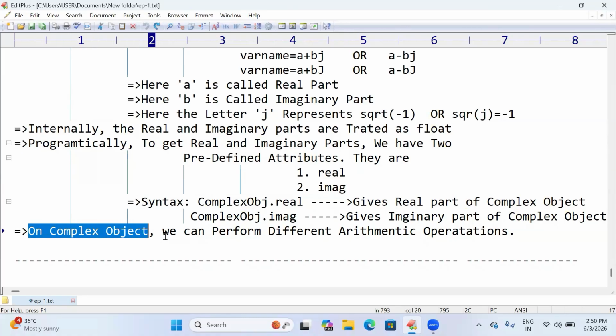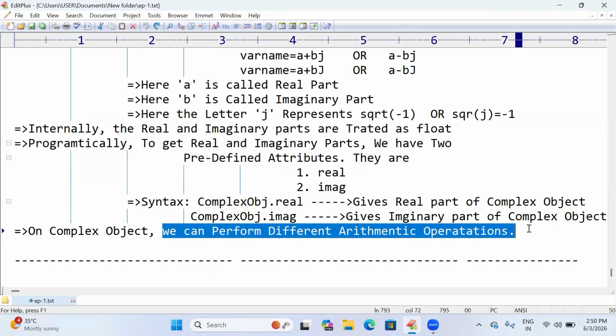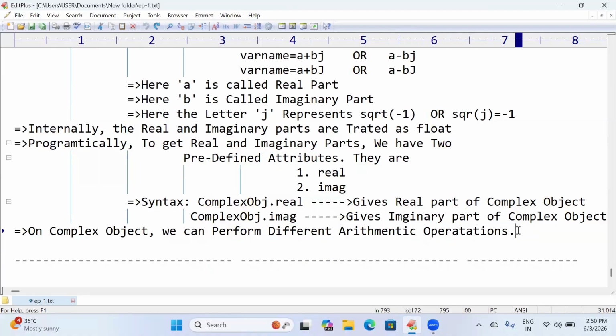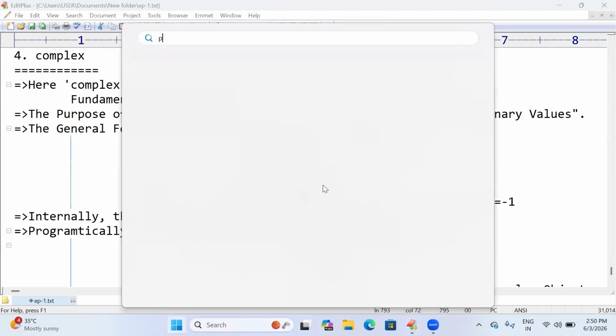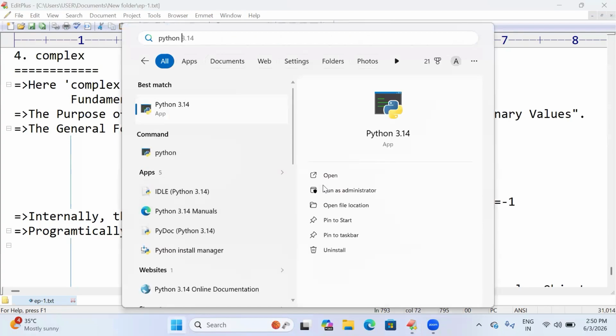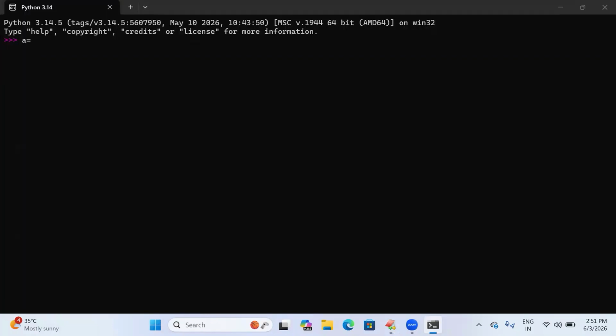On a complex object, we can perform different types of arithmetic operations, like addition, multiplication, division, and subtraction. Let's see all these things in a practical way. Now I am opening the Python command prompt. I am storing 2 plus 3j in A. This 2 plus 3j is a complex value, and I am storing this complex value in A.